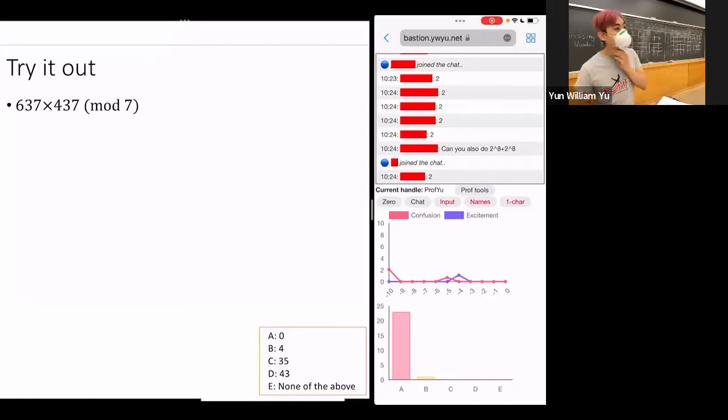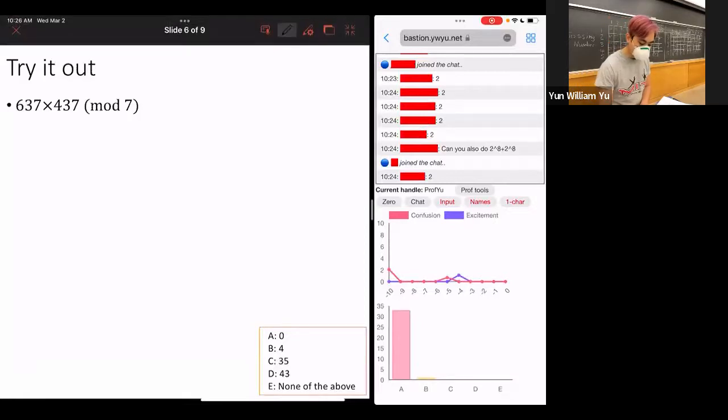So what can you do? You could multiply them together and then divide by 7. I'm not going to do that by hand because that's really painful. If you have a calculator, it's slightly faster. But of course, another thing you could do is use the rules that we did and notice. So one thing I'm going to notice is this 637 divided by 7 is 91 with no remainder.